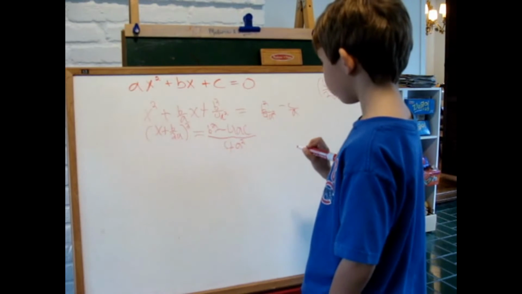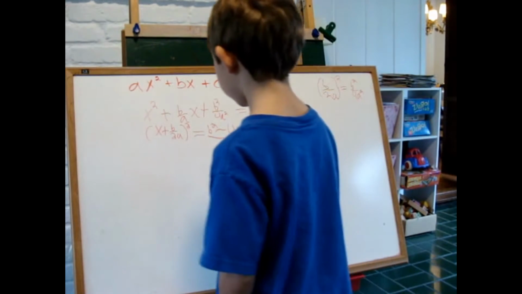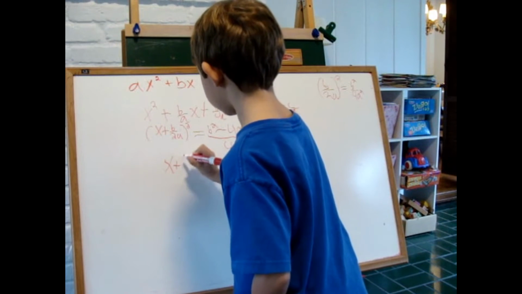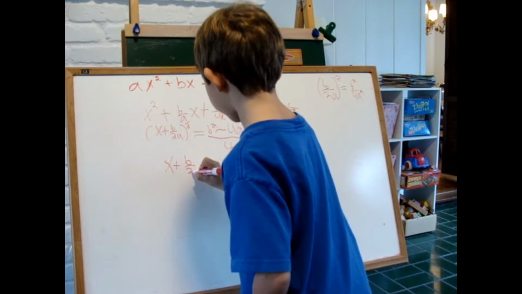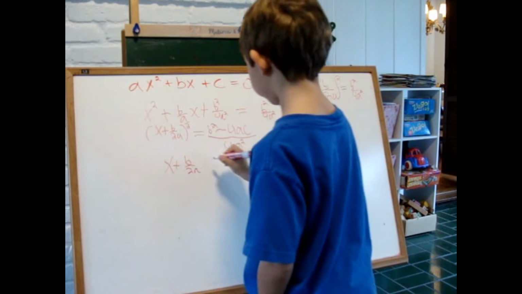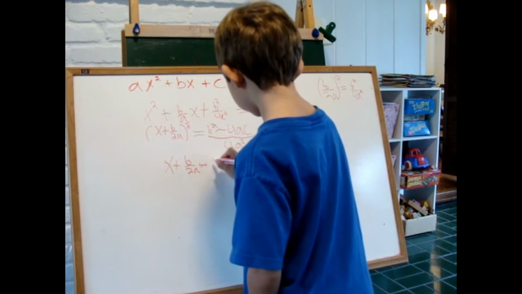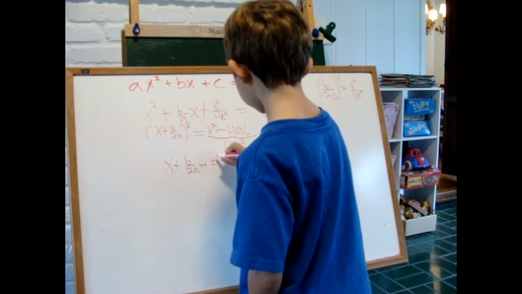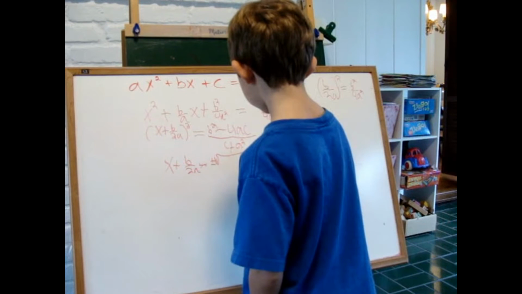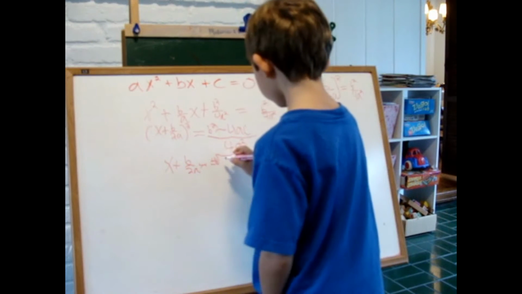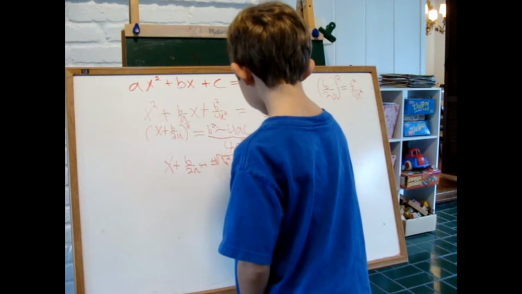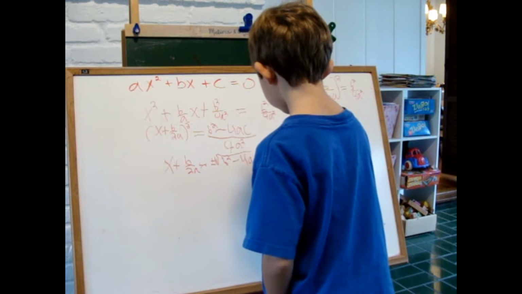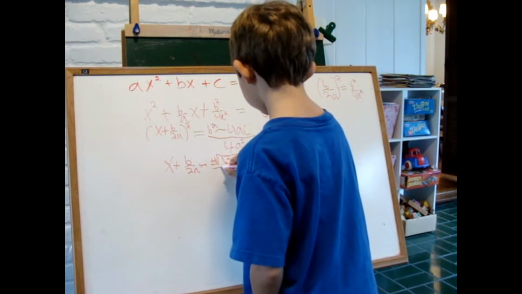Now we take the square root of both sides of the equation. We get x plus b over 2a equals plus or minus the square root of b squared minus 4ac, all over 2a.